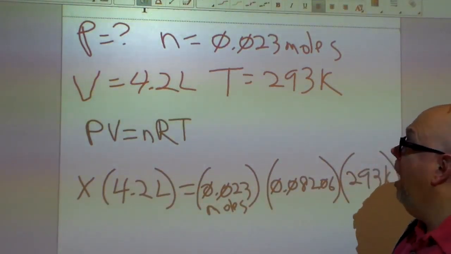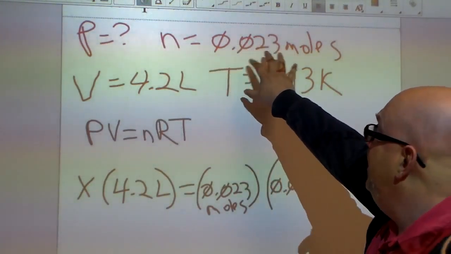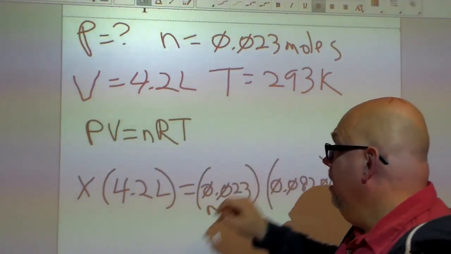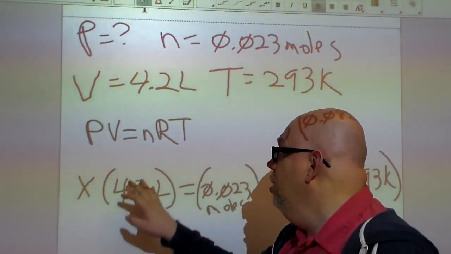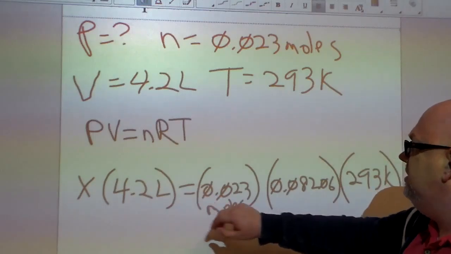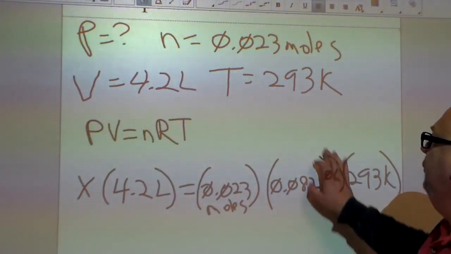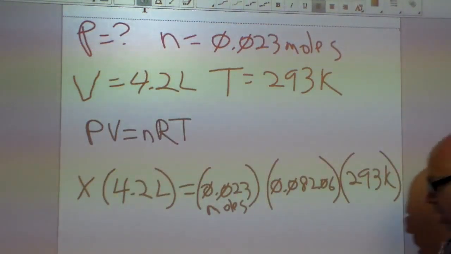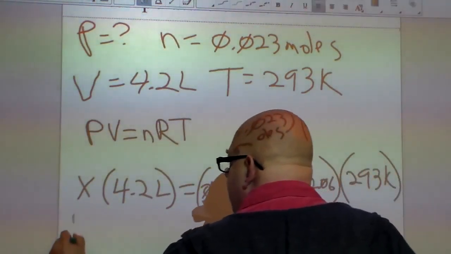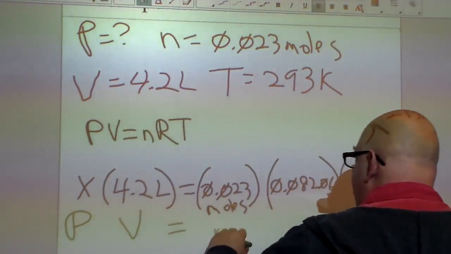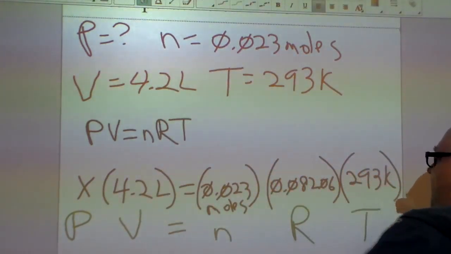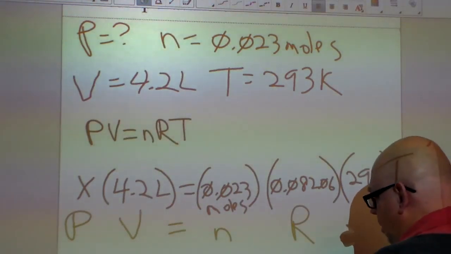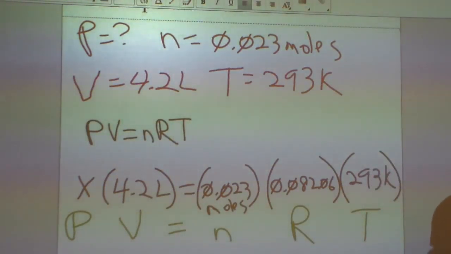So what did I do? I took the numbers that we figured out from the problem, and I plugged them into our formula. So X, which is our pressure, times 4.2 liters, our volume, is equal to n, the number of moles, times our constant R, times our temperature T. Or we could look at it this way, PV equals nRT. So this is how it works. Let's go ahead and solve the problem.